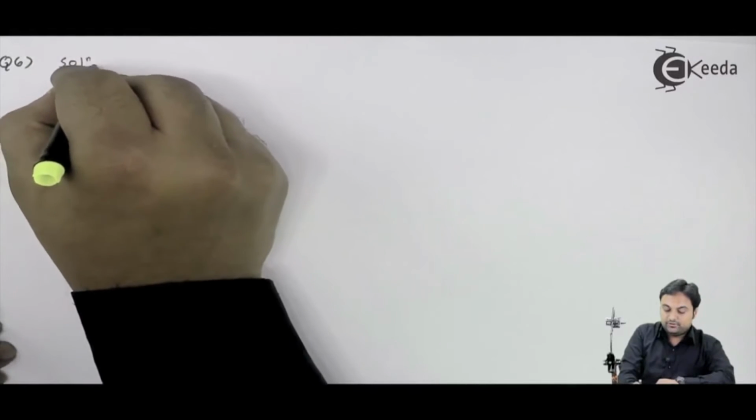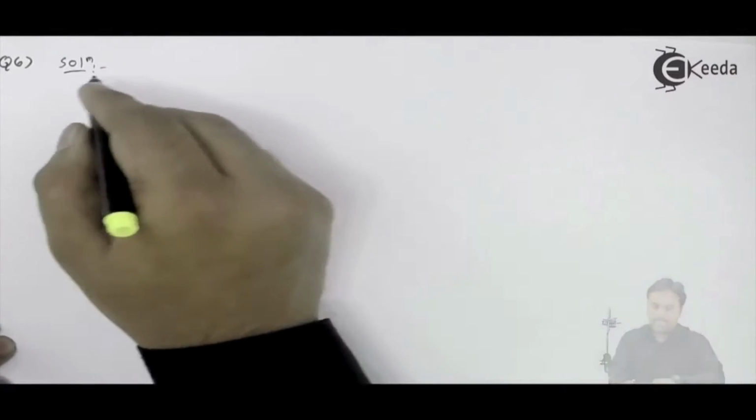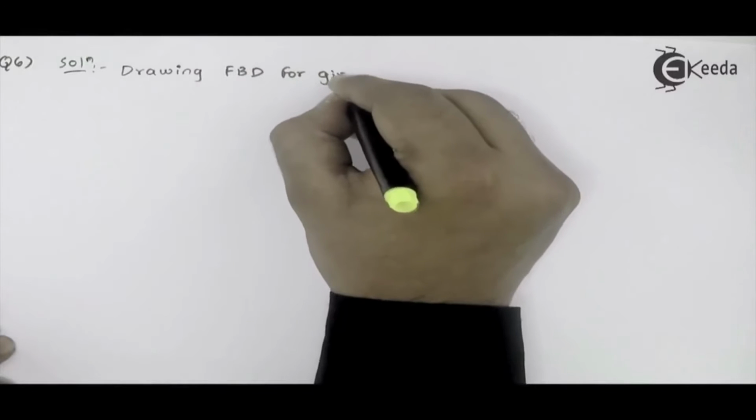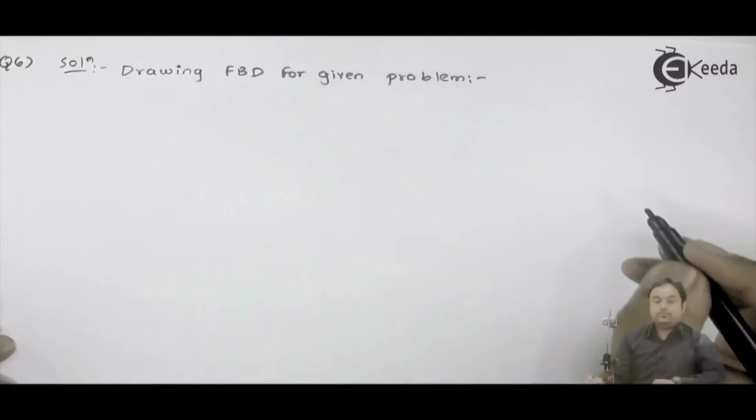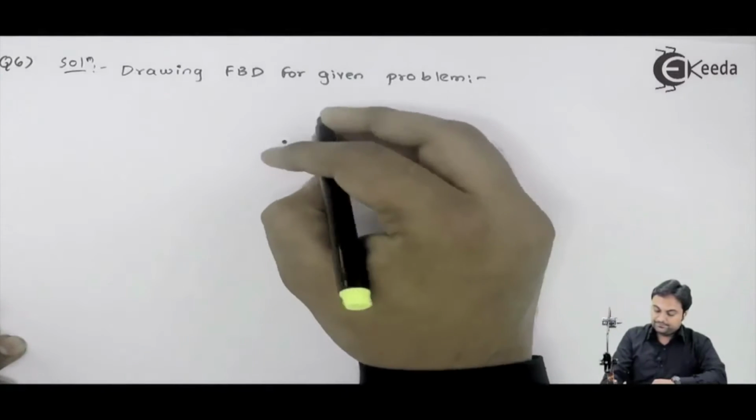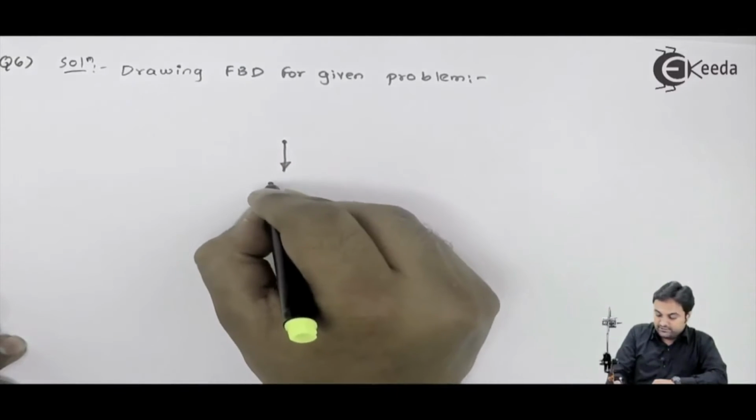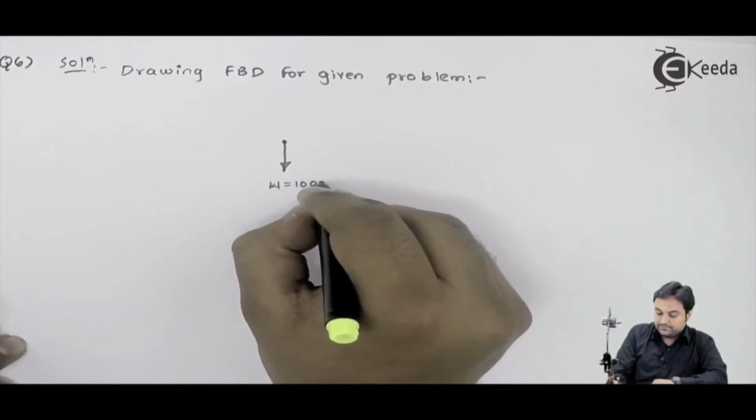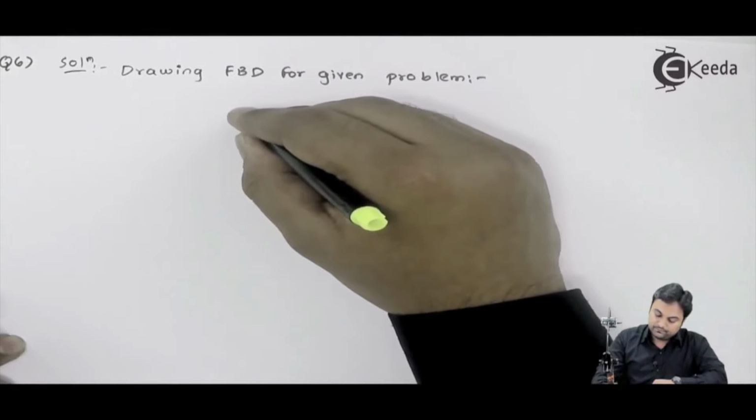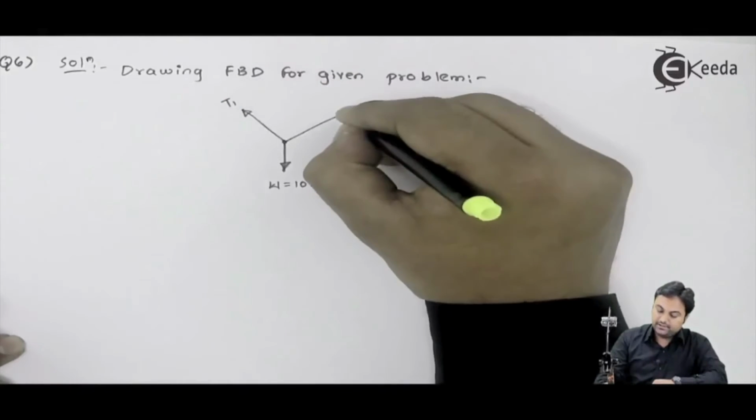So first I will draw the FBD to explain to you what it has been given. So drawing FBD for the given problem. How to draw the FBD? First I can locate the weight. Weight is 100 Newton. Then I will denote tension by T1 and T2.